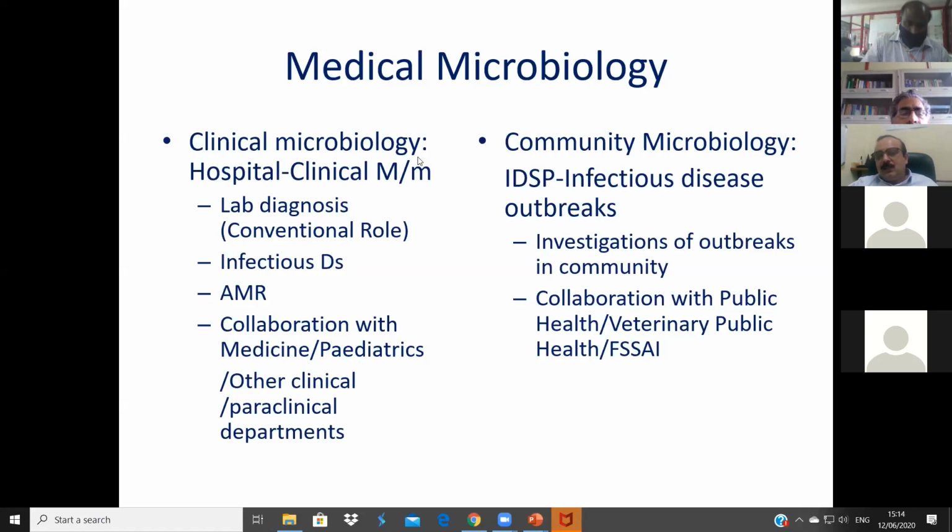But that is one aspect. What I want to emphasize is we have to be community microbiologists. If we have to talk about various diseases which are lurking in the environment, which can cause disease to human beings, medical microbiologists have to go and play a role of community microbiologists. And I talked about IDSP, which can predict infectious disease outbreaks and give some data to the government to work on it.